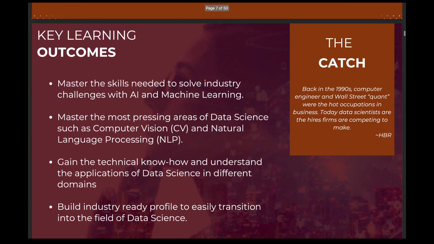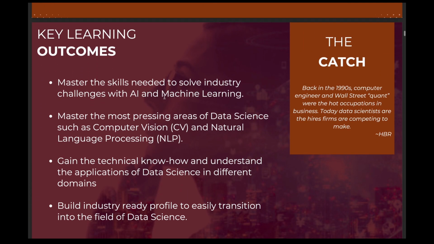And after the course, as I have indicated here, you're going to master the skills that you need to solve industry challenges with AI and machine learning. And you're also going to master the most pressing areas of data science, such as computer vision and natural language processing. And you're going to gain the technical know-how and understand the applications of data science in different domains.